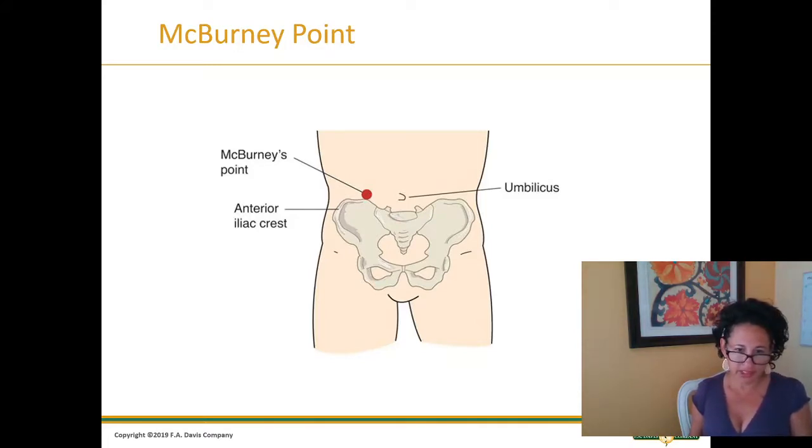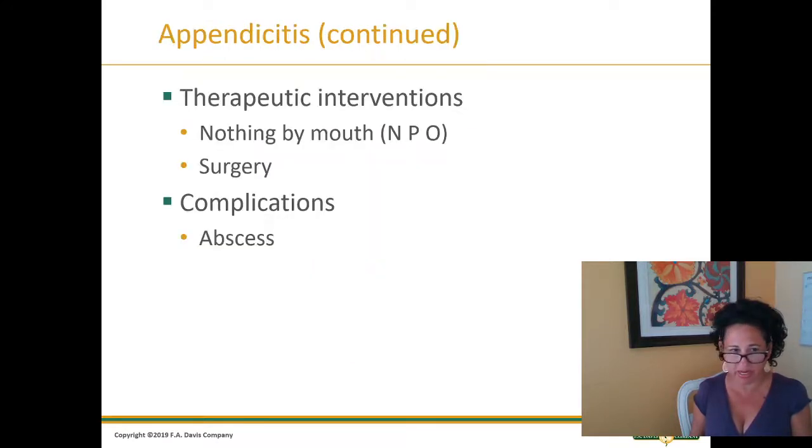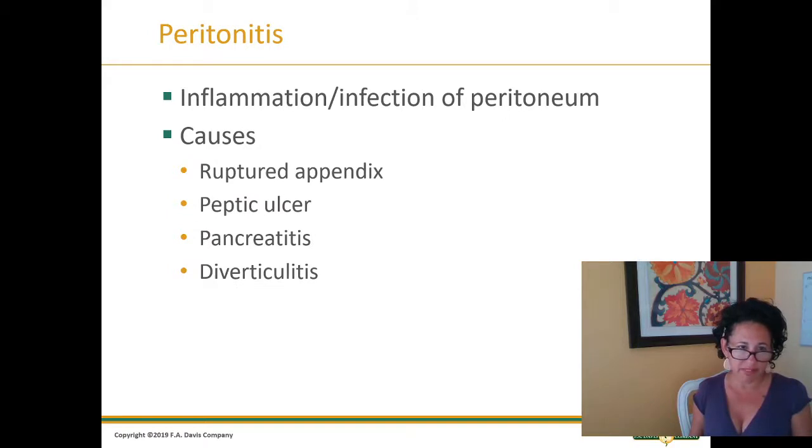Okay, you see that there? It's a perfect diagram for the McBurney Point. That's where they're going to be saying they have pain for appendicitis. Nothing by mouth, they're going to have surgery to correct it. Okay, complications, they can have abscess, peritonitis, inflammation, infection of the peritoneum. This is also pretty common. Ruptured appendix you can have, so it's going to be an infection that's happened because the appendix has ruptured.